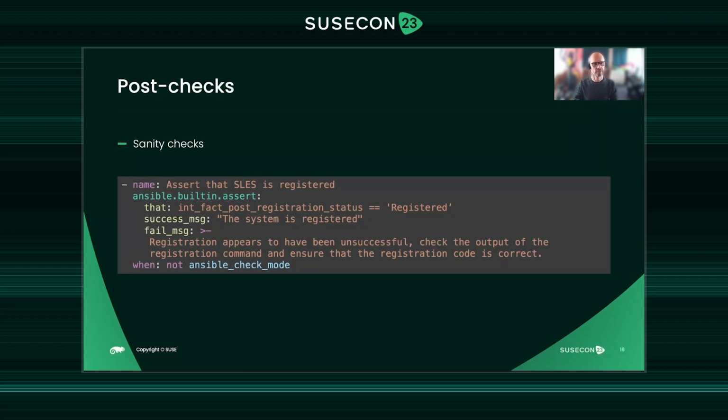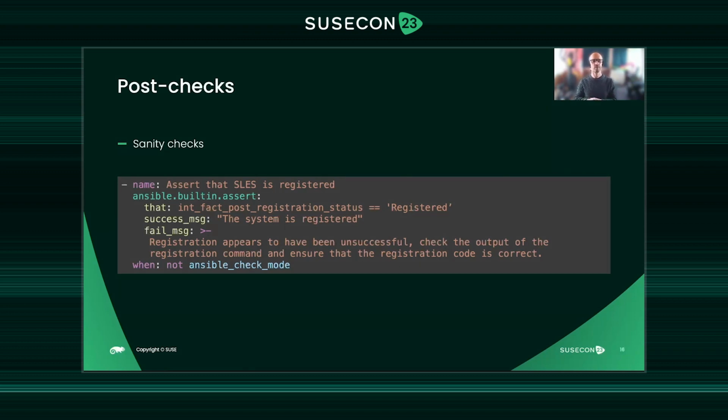Now, what this command does is it looks at that summary and it checks that the system is actually registered. So the task goes through, it registers the system, but we've just got this sort of belt and braces post check where we can ensure that the system thinks that it's registered. And you can see it's got a straightforward fail message for the customer to say that registration appears to have been unsuccessful and that they need to check a few things.